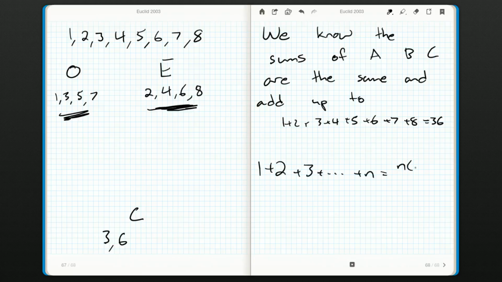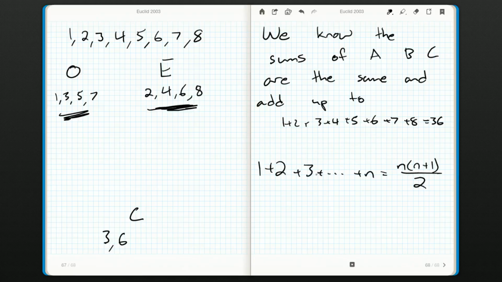In general, the formula for the sum of the numbers 1 to n is n times n plus 1 over 2. This is a nice fact that you should make yourself comfortable with. I've talked about it in some of the other videos, although I can't really pick out which ones. But this is a nice result. There's a good proof for it.